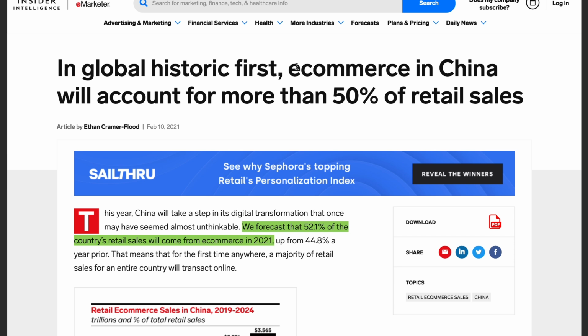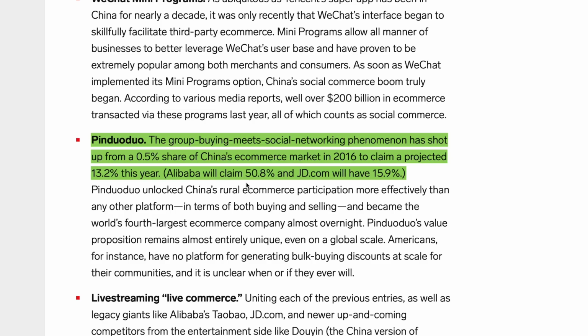eMarketer predicted that e-commerce will account for more than 50% of total retail sales in China in 2021. This is first time in history, up from 44.8% in 2020. E-commerce in China is dominated by the big 3, Alibaba, JD.com, and Pinduoduo. eMarketer predicts that Alibaba will have approximately 50.8% e-commerce market share, while JD will have around 15.9% and Pinduoduo will have around 13.2% this year.